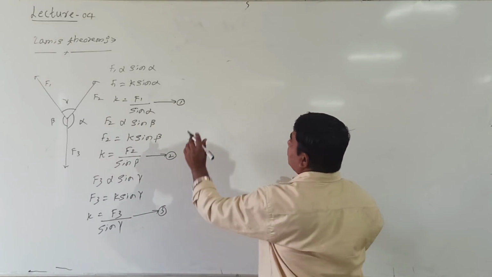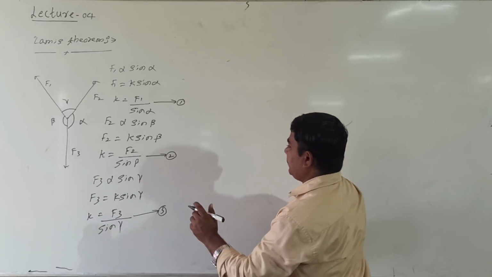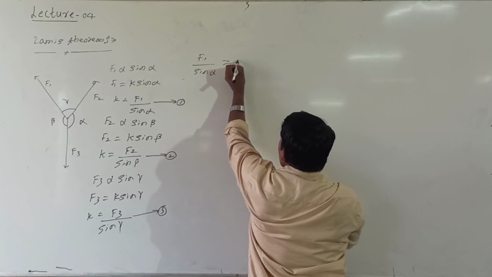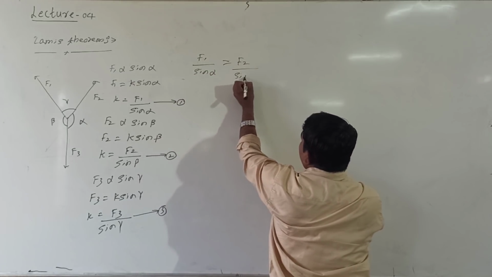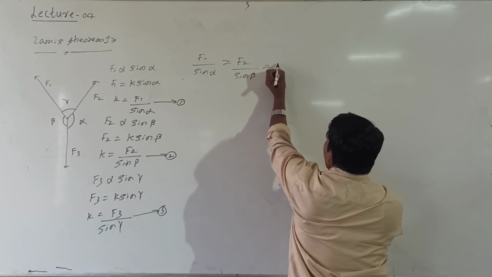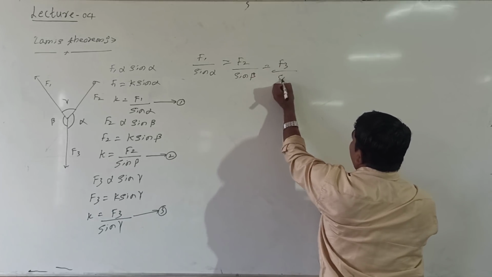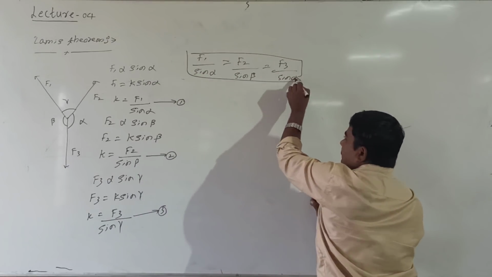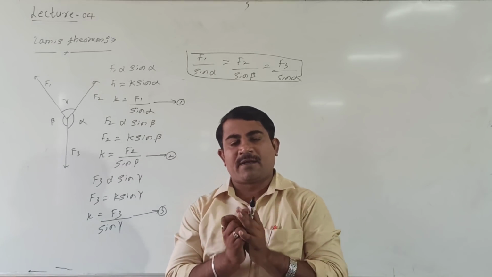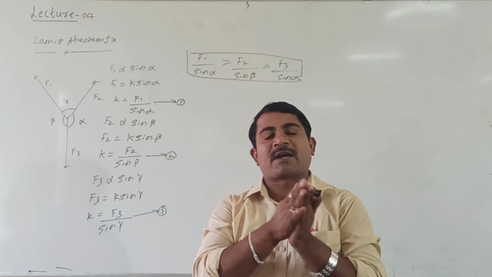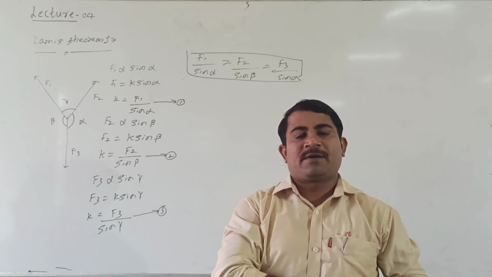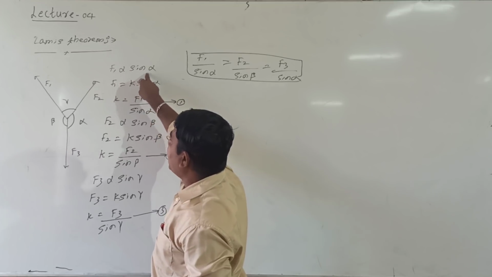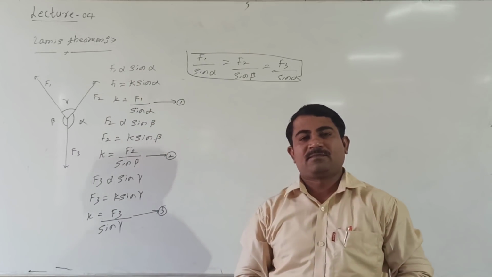What can we call directly from Lami's theorem? Shall I write Lami's theorem in this manner? F1 divided by sine alpha equals F2 divided by sine beta equals F3 divided by sine gamma. The meaning of this is, if three coplanar forces acting at a point are in equilibrium, the magnitude of one force is directly proportional to the sine of the angle between the two other forces. This is Lami's theorem.